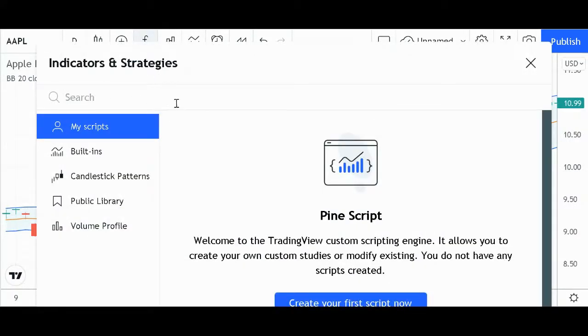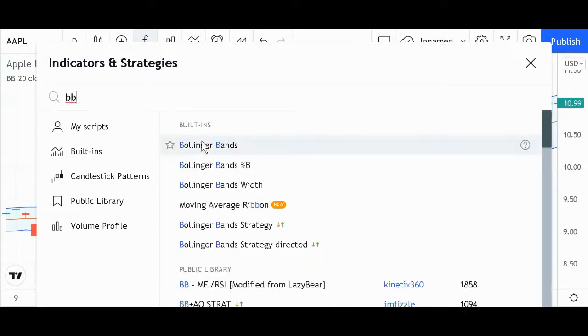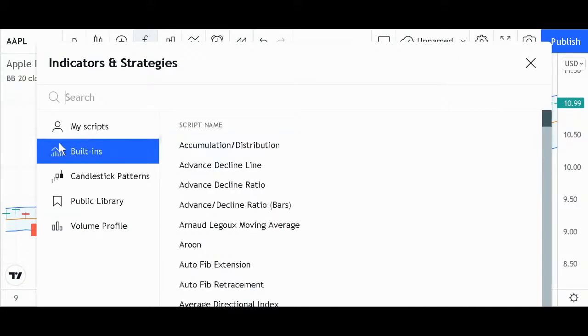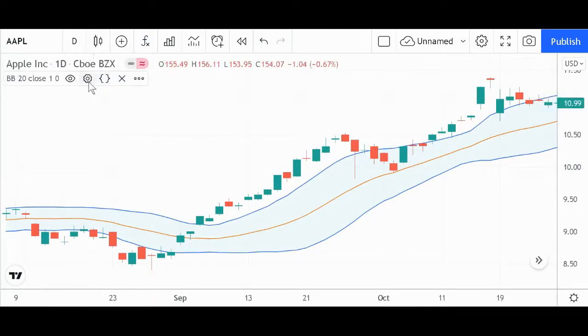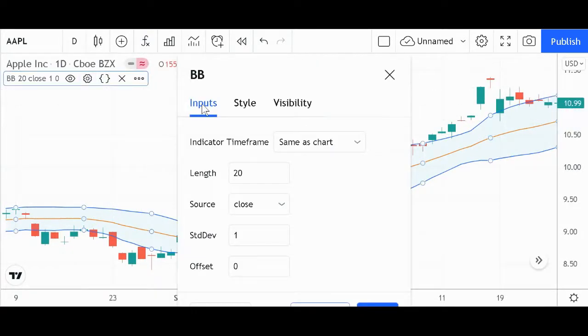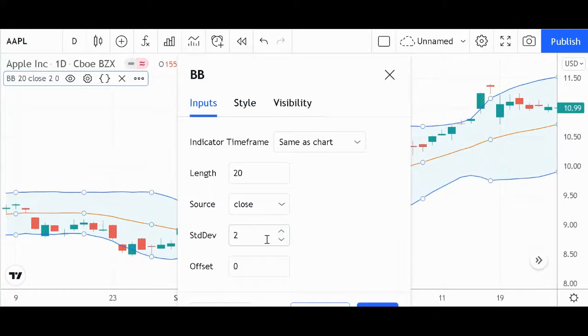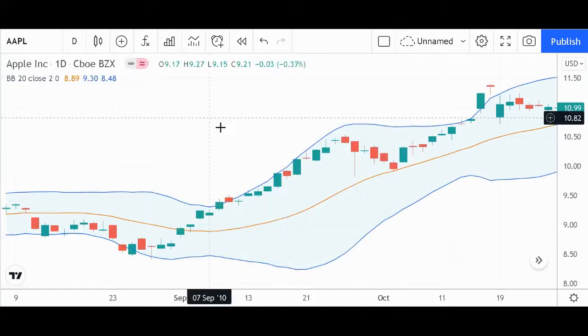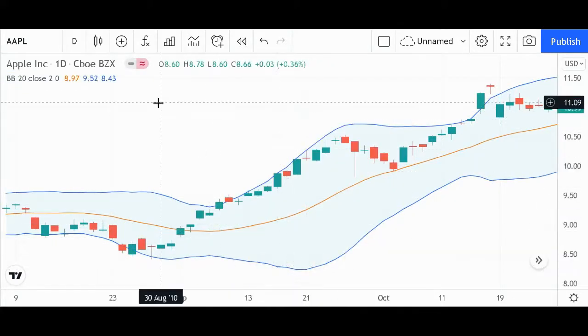So first you go to Indicators and Strategies and type in Bollinger Bands, put it up there, right? That's easy enough. And then you can click on the little gear there and change the inputs. Go to the inputs, and you can keep the length at 20 if you want to. That's what I'm doing. But standard deviations, usually it's 2. Okay, and so usually it looks like this, nice and wide, right?